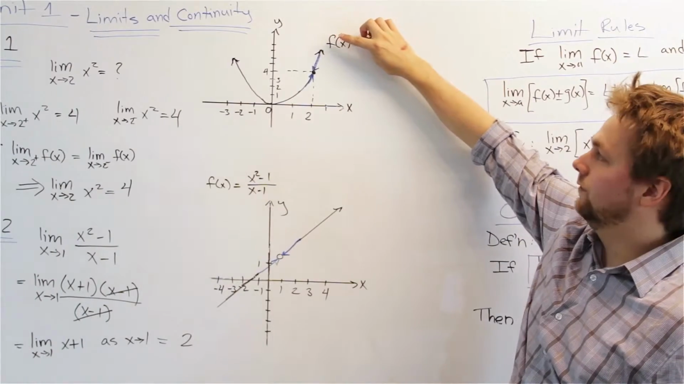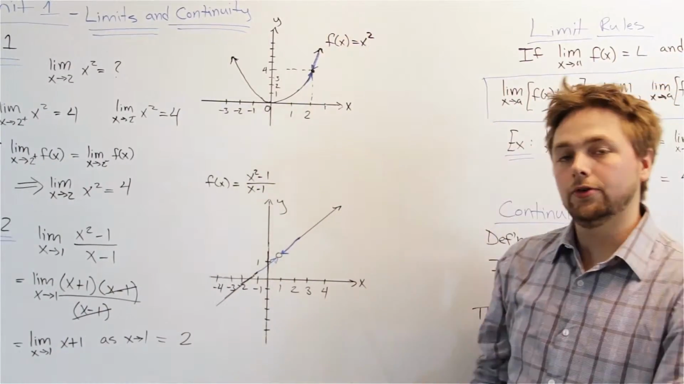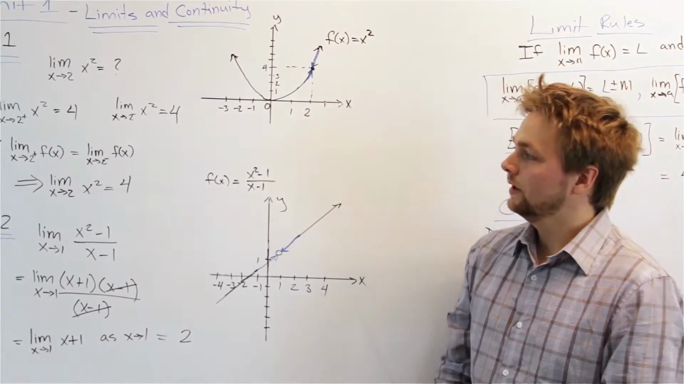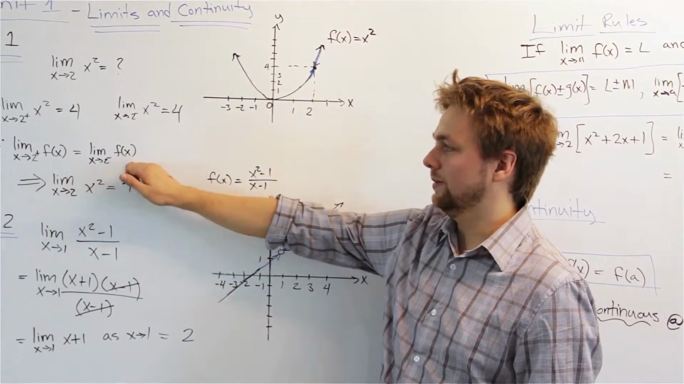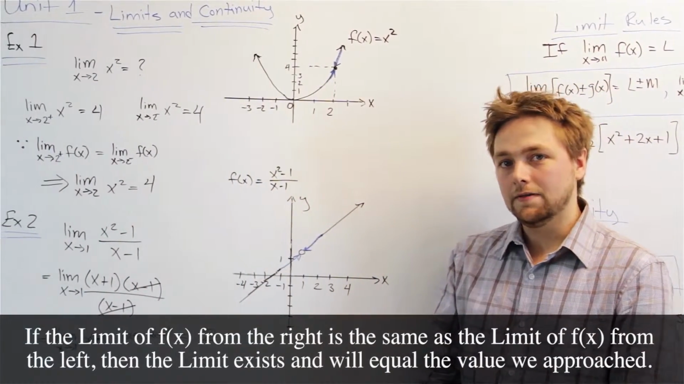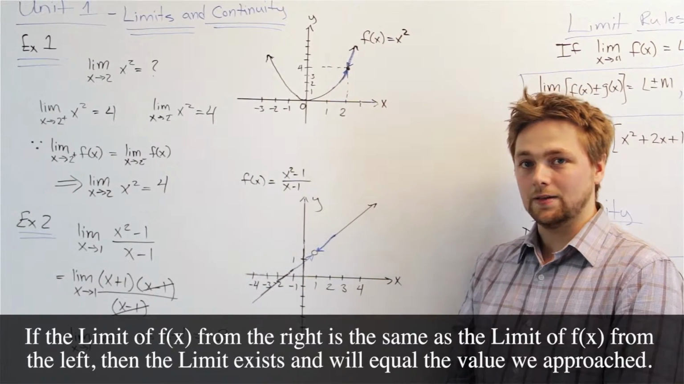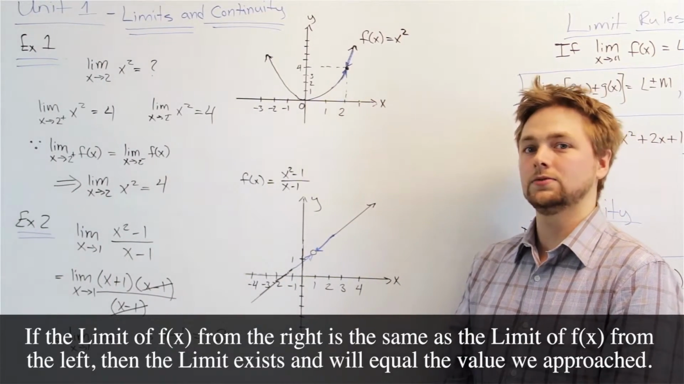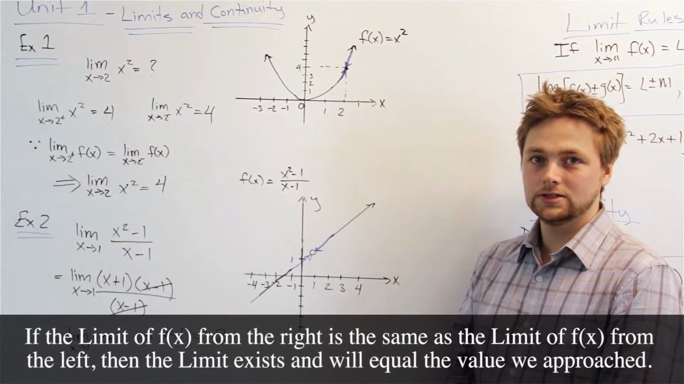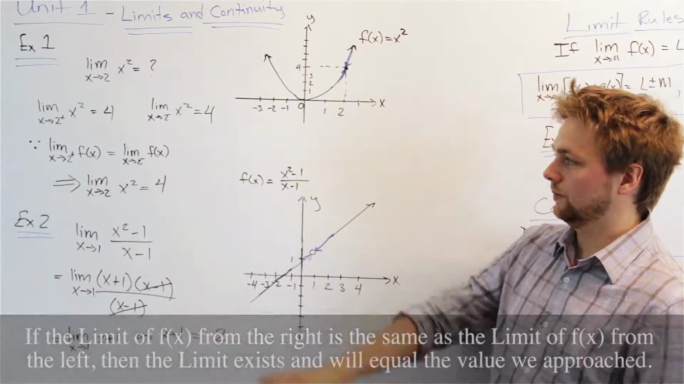We'll notice that if we follow the curve from the right, we also approach the same value 4. This, in fact, will be our definition for limits. We will say that if the limit of f of x from the right is the same as the limit of f of x from the left, then the limit exists and will equal the value that we approached.